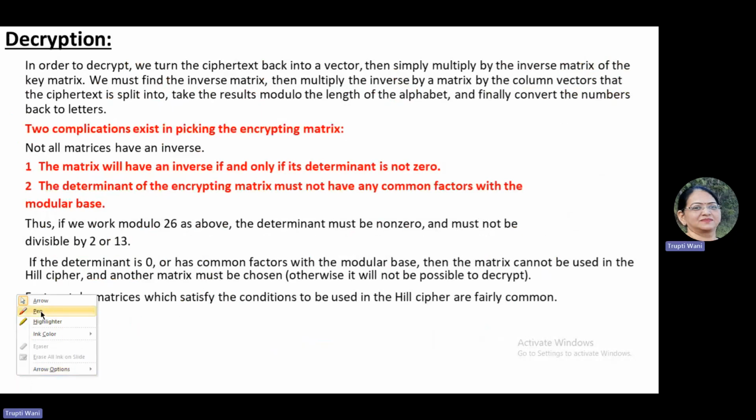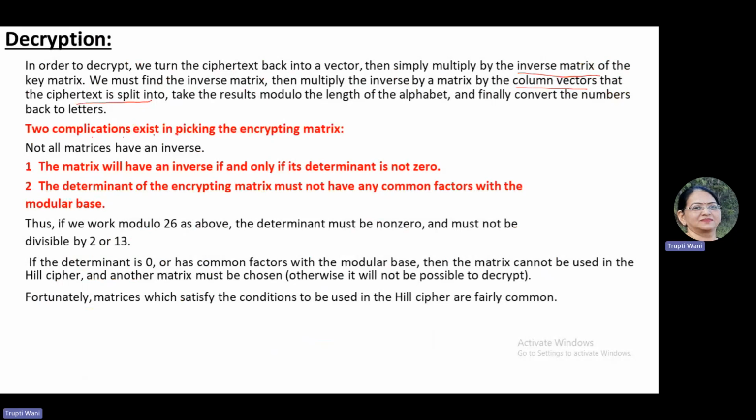Now in the decryption process, in order to decrypt, we turn the ciphertext back into vectors, then simply multiply by the inverse matrix of the key matrix. So first of all, for the decryption process, we have to find the inverse of the particular matrix. We must find the inverse matrix, then multiply the inverse matrix by the column vectors into which the ciphertext is split. Resulting, we will get back the plain text.